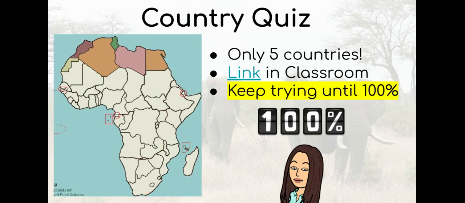Your assignment today is simple. Click the link in Google Classroom or on this slide to practice locating the 5 countries in North Africa. Although the assignment is not graded, it is practice for an upcoming graded assignment and test.